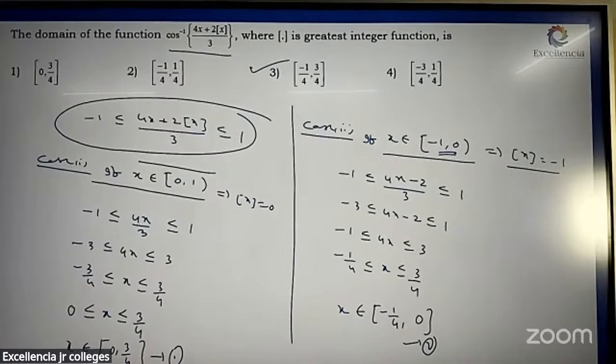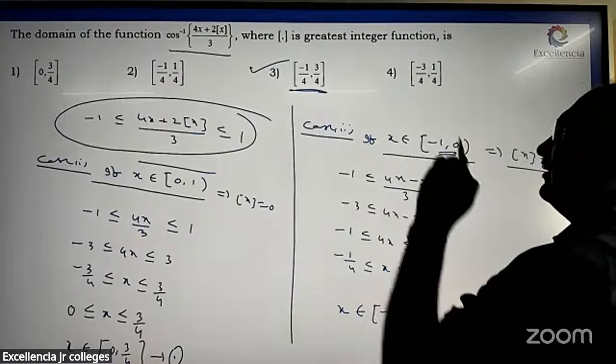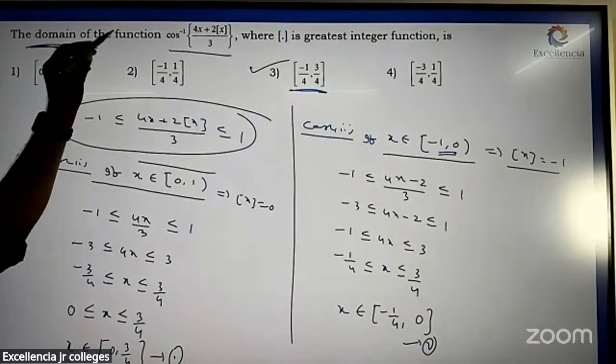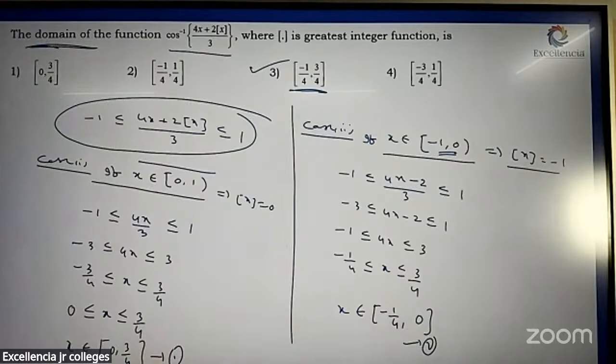Minus 1 by 4, the common solution is 2. So the domain of the function, this is not so easy, but you can do it easily when you know the domain of the cos inverse x function. Now let us move to the next question.